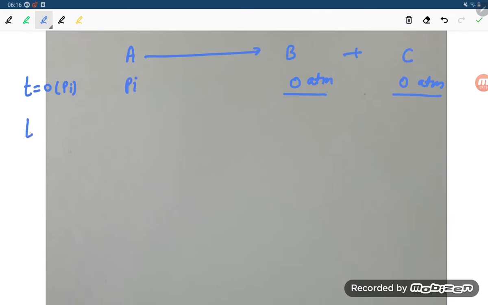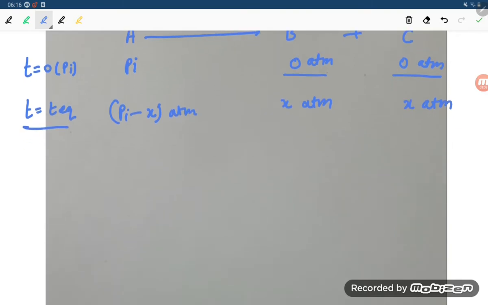Now t is equal to t equilibrium. Suppose this is X atm, and this is also X atm. So what will happen here? Pi minus X atm will be there for A, at some time and temperature, where Pi is the initial pressure at time t equal to 0.